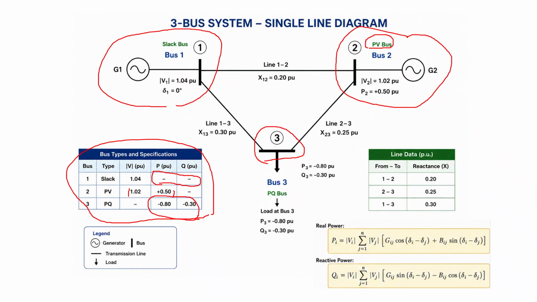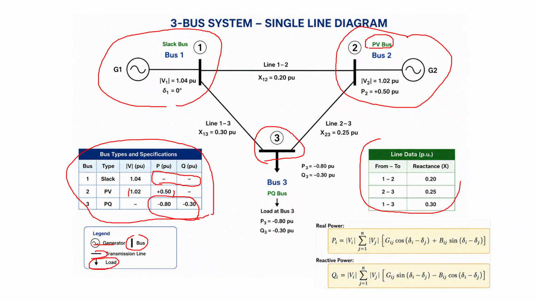In the representation, we have this legend. This means it's a generator. This symbol is for a bus, this straight line is for a transmission line, and this arrow is used to indicate the load, so you can understand the notation. We also have the transmission line impedance, which is specified here in this table.